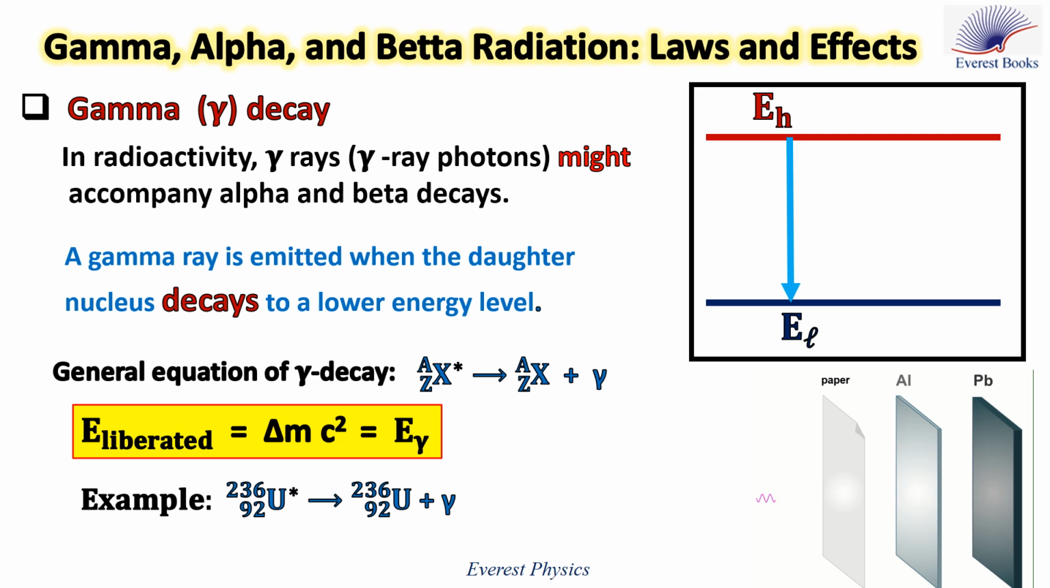Look at this animation. Gamma radiation penetrates the sheet of paper and even a few centimeters of aluminum, but it is stopped by lead. This means gamma radiation is very penetrating.